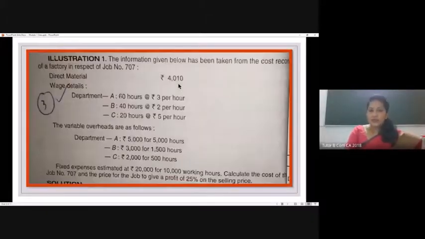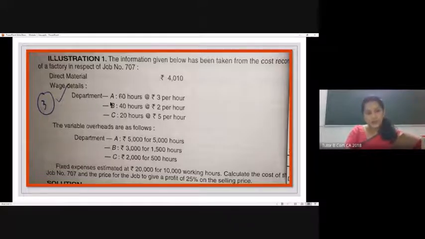Now, with respect to wages, they've already said that there are 3 departments. What we have to remember is that these 3 departments are engaged in the production of job number 707. Finally, we need to compute the total cost for this job number 707. So we put all departments together in the same cost sheet. We are not going to separate that. Even if you separate, finally we have to go with the totaling of that. So that's why we are putting all workings in the inner column and the total amount in the external column to get the total job cost for 707.